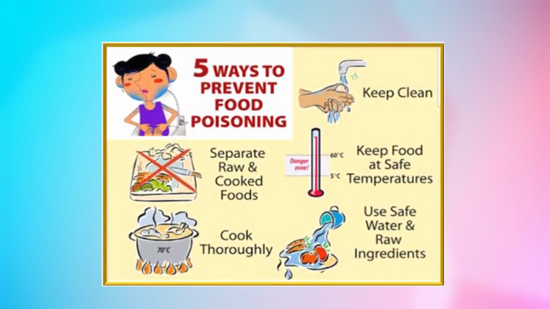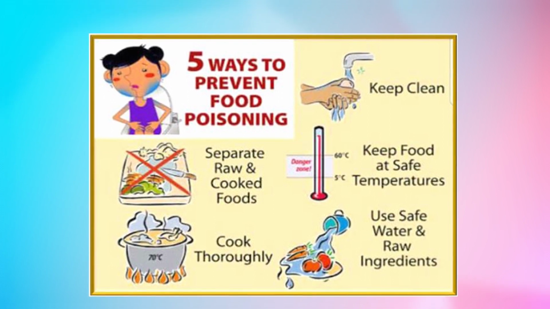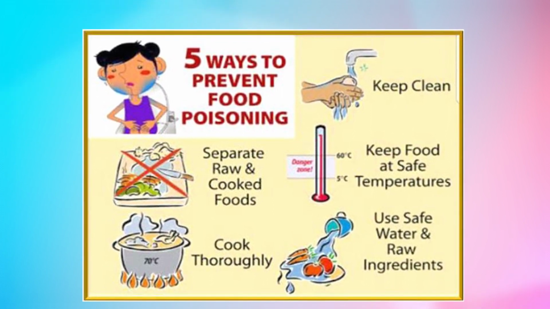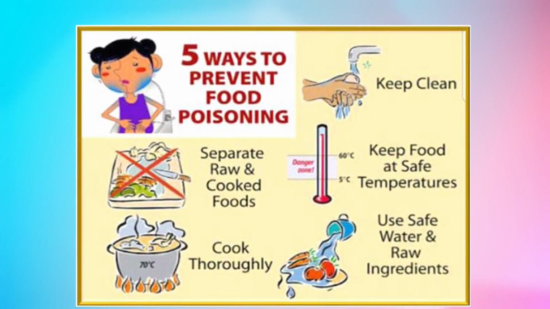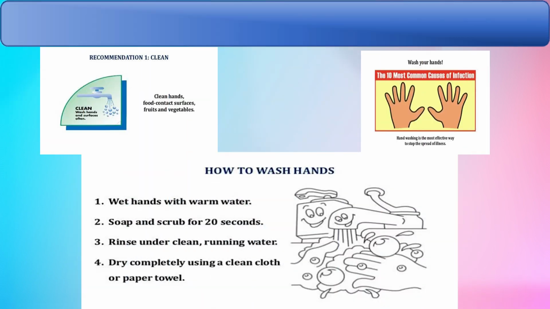Number 1, separate raw and cooked food. Keep cleanness, keep food at safe temperature, use safe water and raw ingredients, cook properly and thoroughly. Another recommendation is cleanness, and how to wash your hands. Wet hands with warm water, soap and scrub for 20 seconds, rinse under clean running water, and dry completely using a clean cloth after the washing.